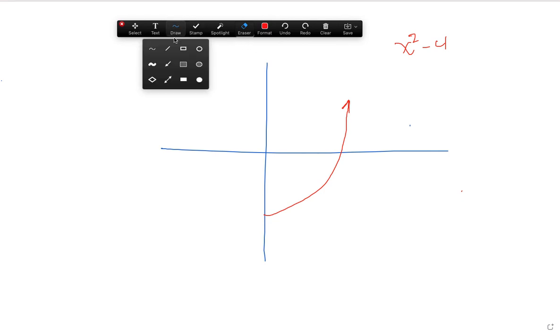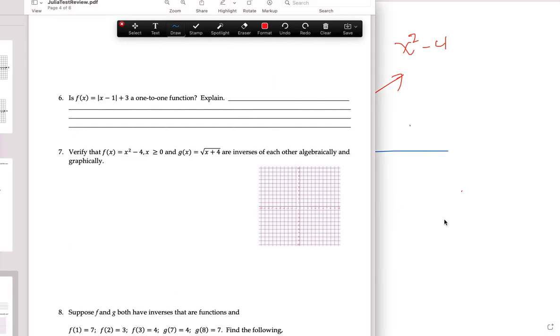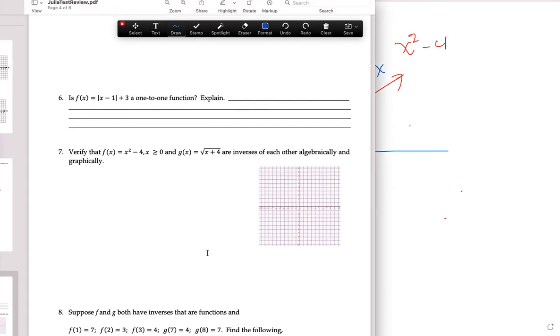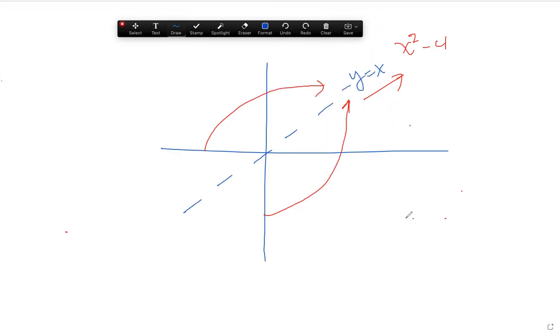Got it. And then, so this is the quadratic. And then its inverse is square root of x plus 4. That's a square root function, which I know you know what it looks like. Shift it to the left 4, because it says x plus 4 inside. So that's going to look like this. And what inverses are supposed to do graphically is they're supposed to mirror each other over the line y equals x, and they do. Fair? Yeah. Okay, so we've done the graphical part.